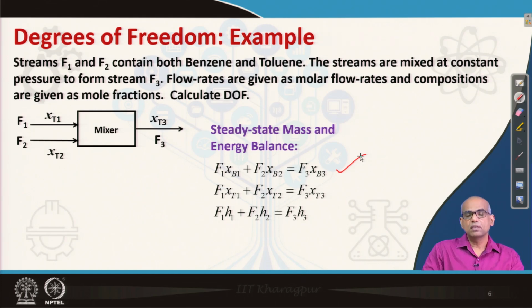You can write the first balance equation as moles of benzene that enters and moles of benzene that comes out. Similarly, an equation on toluene. You can also write an energy balance equation. Enthalpy that goes in with F1 plus enthalpy that goes in with F2 will be equal to enthalpy that comes out with F3. So, these are 3 mass balance and energy balance equations.